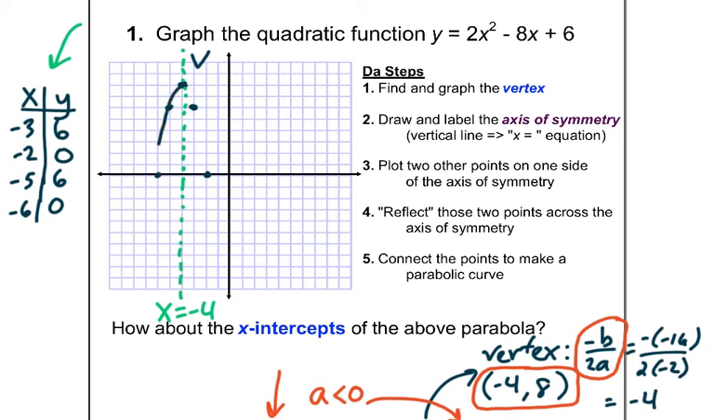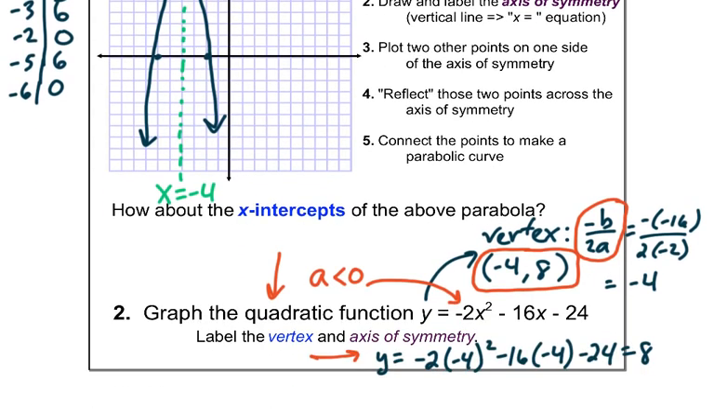I think we're ready to connect the dots. Shall we do it? Here we go. Very steep one. Okay, there it is. Great. So that's how my graph turned out to be. That's a downward one with my axis of symmetry at x equals negative 4. Shall we try x-intercepts? Let's see.